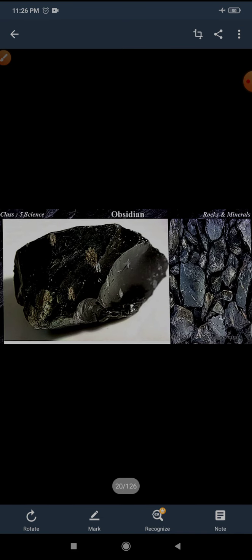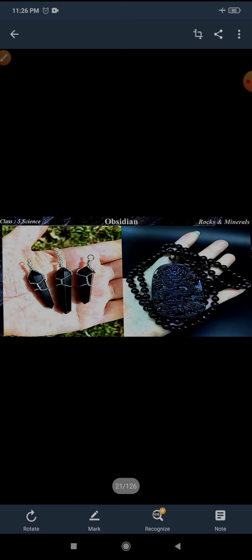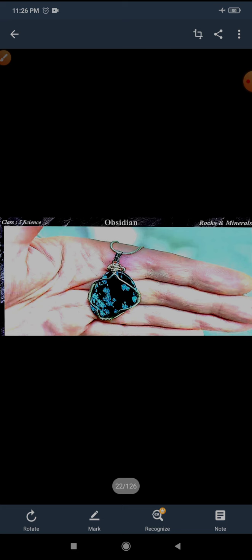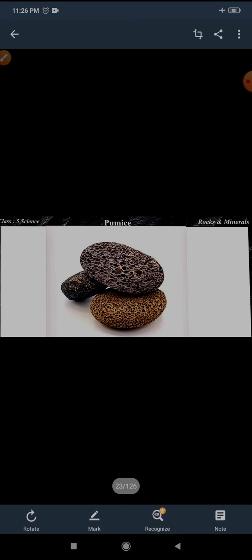Now the second is obsidian. It is smooth and glassy and is formed by the quick cooling of lava. So how is granite formed? Granite is formed by the slow cooling of lava, and obsidian is formed by the quick cooling of lava. Obsidian is used in making jewelry. So just know the difference between granite and obsidian. What is its use? Obsidian is used in making jewelry and ornaments, and it is usually black or dark color.